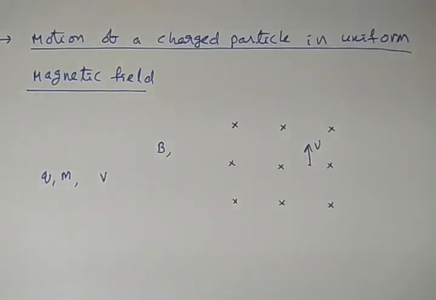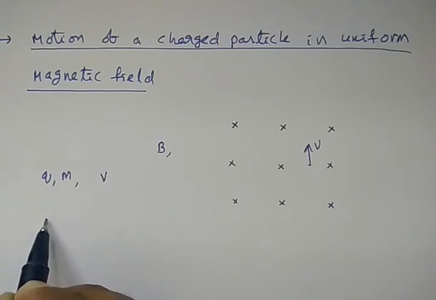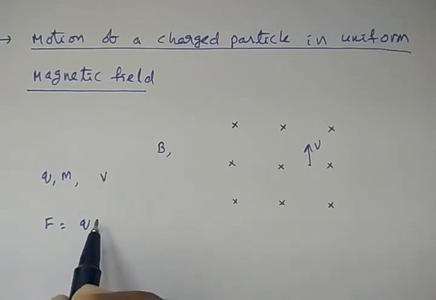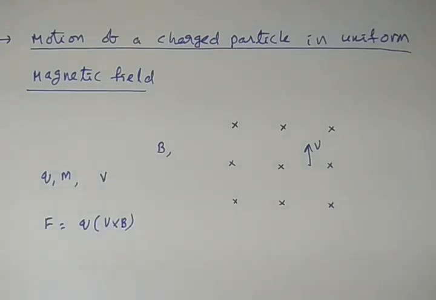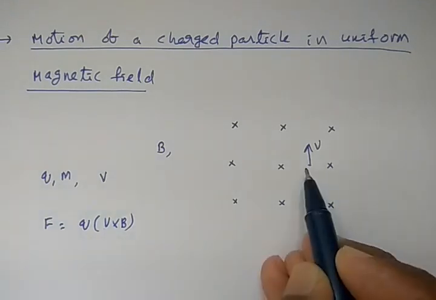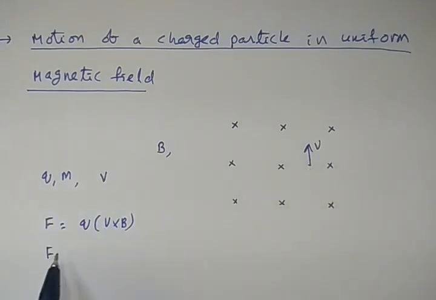So we know whenever a charged particle is moving in a magnetic field, the force acting on this charged particle will be Q V cross B. So this is the force acting on the charged particle, and here the angle between V and B is 90 degrees. Then you get maximum force. That force equals Q V B. This is the force acting on this charged particle. Let us see its direction.